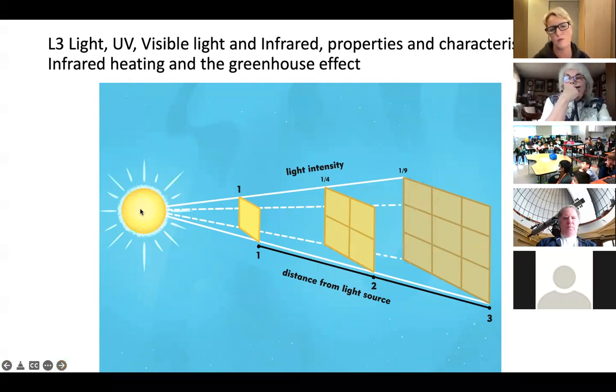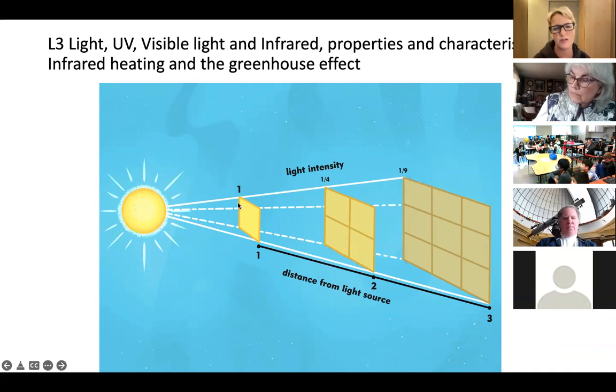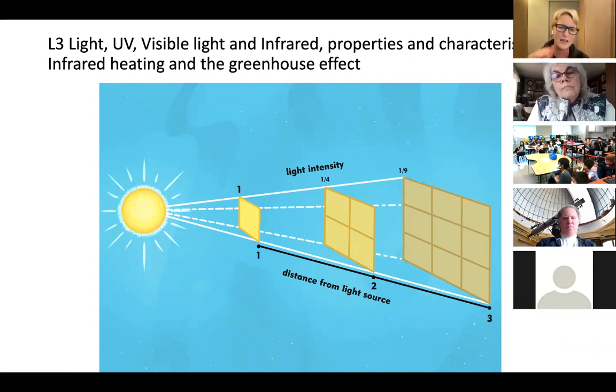If we move 1 unit away from that light source, maybe it's a yard, maybe it's a meter, what we find is that the light rays, or the light beams, would light a flat area at right angles to them, perpendicular to the rays, and we could say that would be 1 square, whether that is a square yard, a square meter or a square foot, something like that.